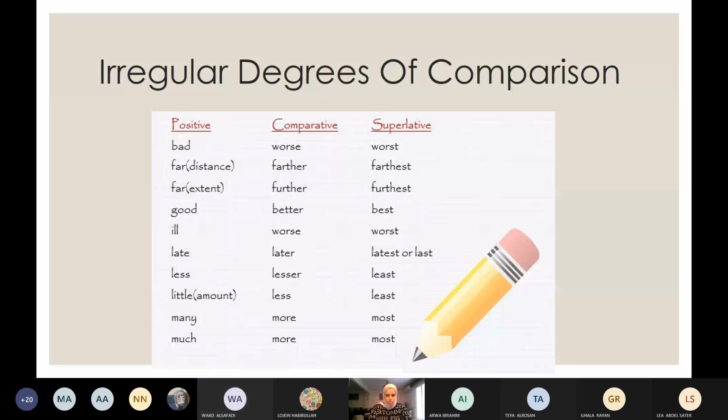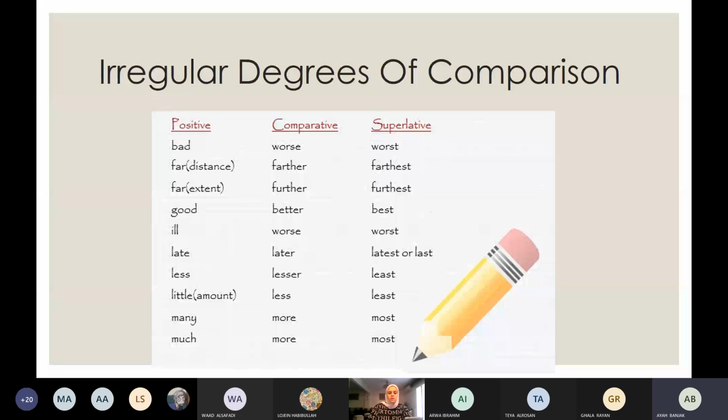Who wants to solve, Lynn? Yes, teacher. Yes, Lynn, please. Number 4, bad. Worst. Excellent. Worst. Aya Benjak, 5. Are you here, Aya? Yes, miss, I'm here.